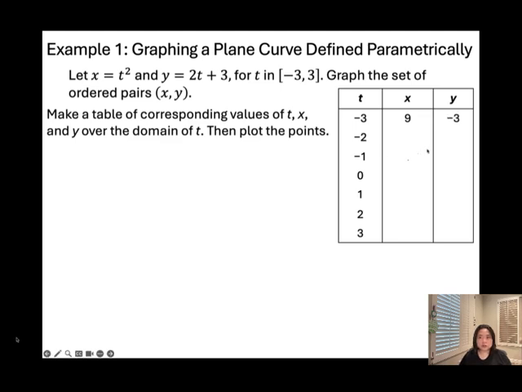Try to do it one by one. Plug in -2 on the x equation and the y equation, and figure out what your x and y are. Second one, x equal to the square of -2, which is going to be 4. And then -4 plus 3, that will be -1. I want you to try to do it by yourself, and then we're going to work together.